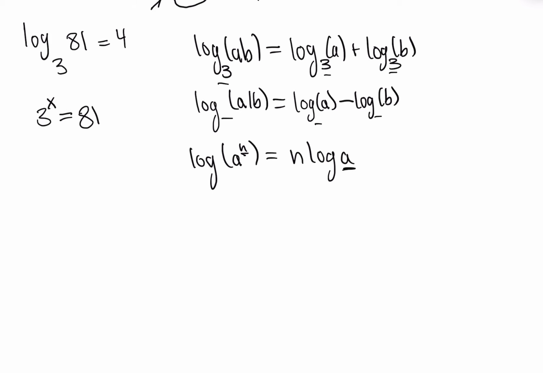Now, let's try another problem. Log of 1,000. Go ahead and try this yourselves. Pause the video if you need to. The answer to this would be 3, because if we can't see a base here, we could assume that it is 10. And 10 to the what power is 1,000? Well, 10 to the third power is 1,000. There's 3 zeros here. 10 to the third power is 1,000.